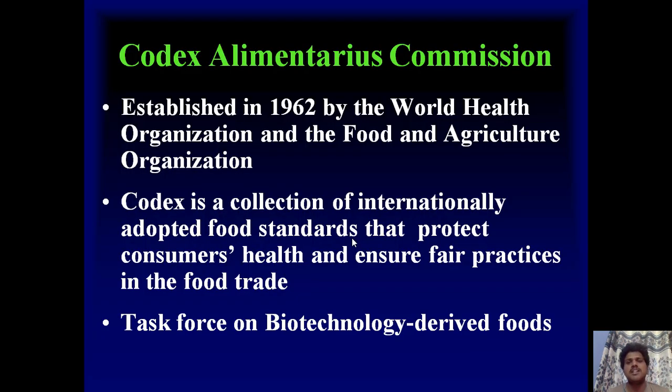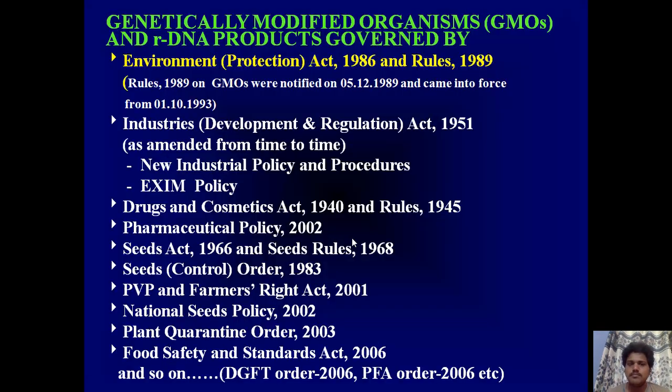Then the Codex Alimentarius Commission. So it was established in 1962 by WHO and also FAO. So Codex is a collection of internationally adopted food standards that protect the consumer's health and ensure fair practices in the food trade. So the task force on biotechnology derived foods has been formed by this Codex Alimentarius Commission.